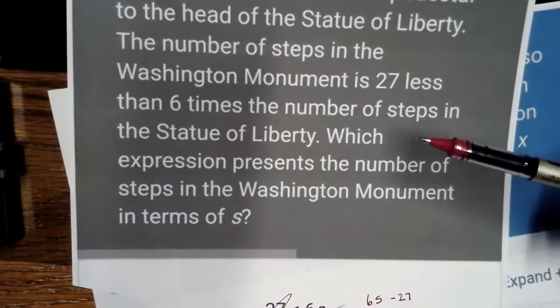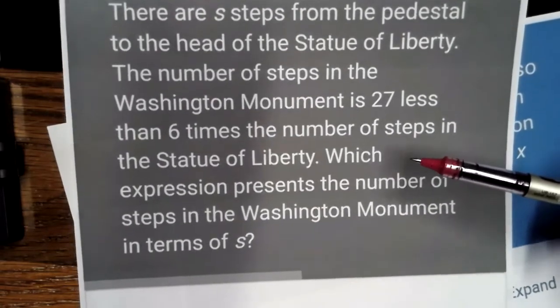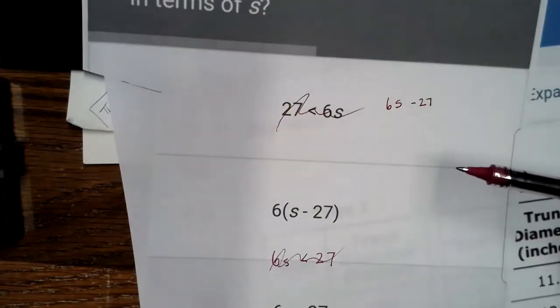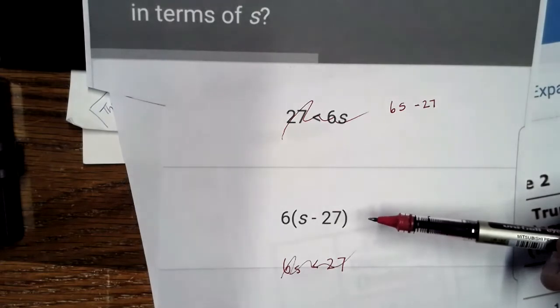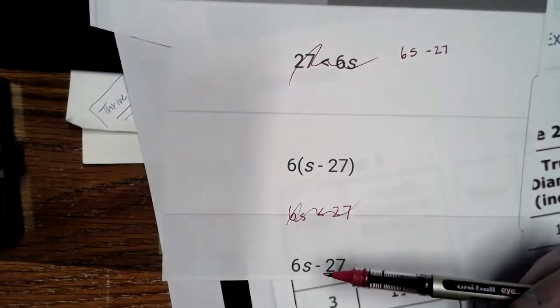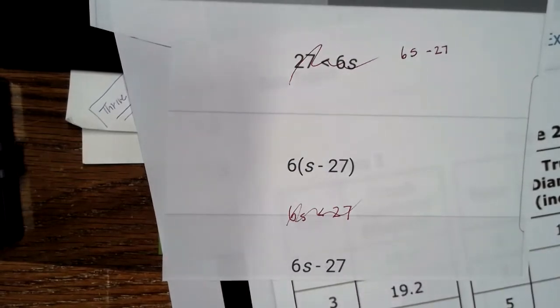So 27 less than 6 times the number of steps. S is the number of steps, so 6 times, that means 6 times S. This one doesn't work because we don't want it to be 6 times 27. We only want it to be 6 times S. So right there, 6S minus 27.